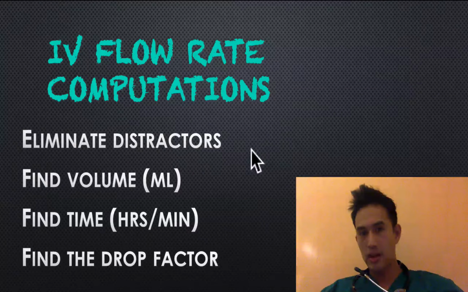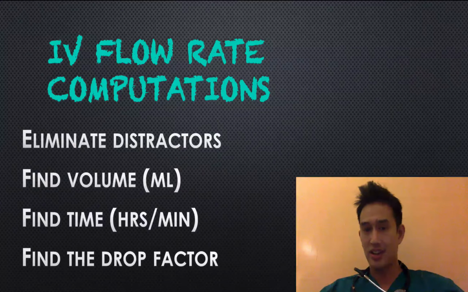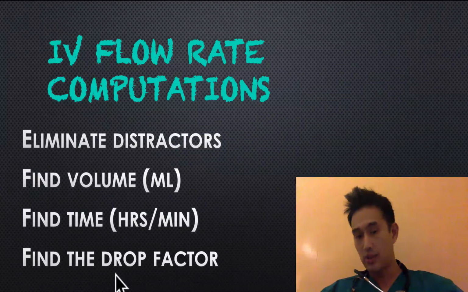So just remember, guys, 4 steps pretty much to solving any IV computation. Number 1, eliminate the distractors because those can confuse you, especially if the question is long like an essay format, which they usually are. They're going to throw in a lot of tricky numbers there. So all you have to find is the volume, the time, and if it includes it, the drop factor.